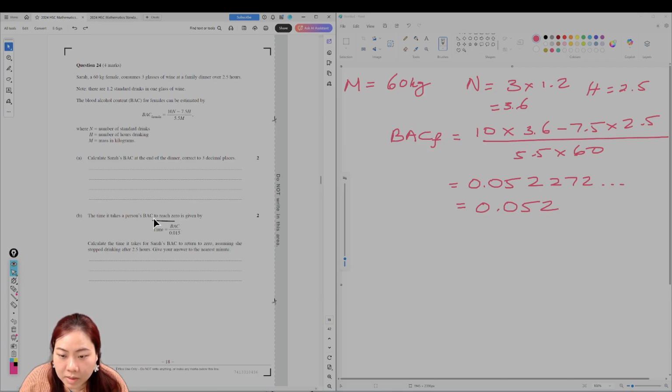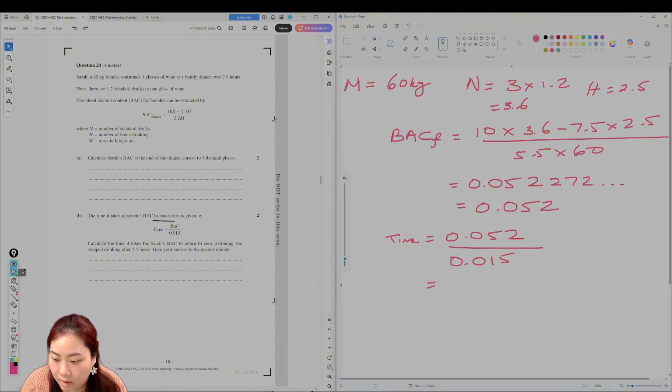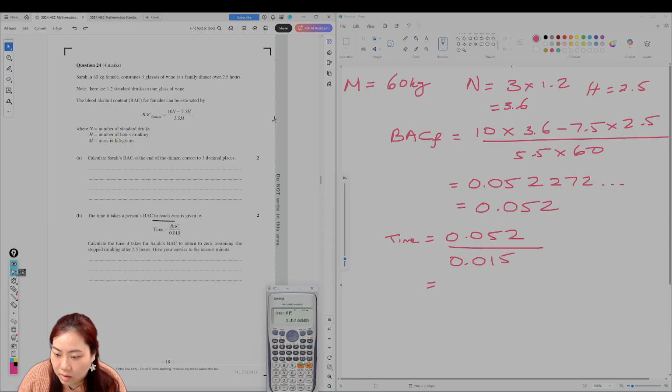B. The time it takes for a person's BAC to reach 0 is given by this. Calculate the time it takes for Sarah's BAC to return to 0, assuming she stops drinking after 2.5 hours. Give your answer to the nearest minute. Okay, so we have time is equal to 0.052 divided by 0.015. Okay, we have that, which is 3 hours 29 minutes 5.45 seconds, which is 3 hours and 29 minutes.